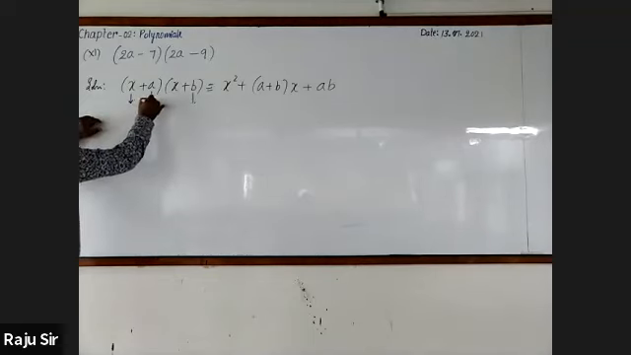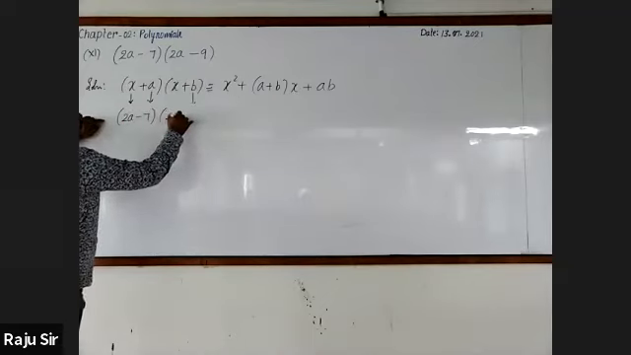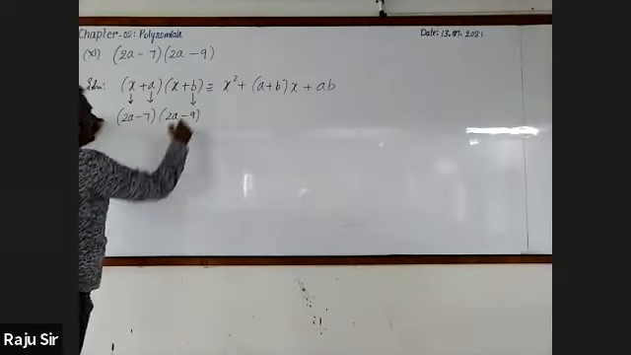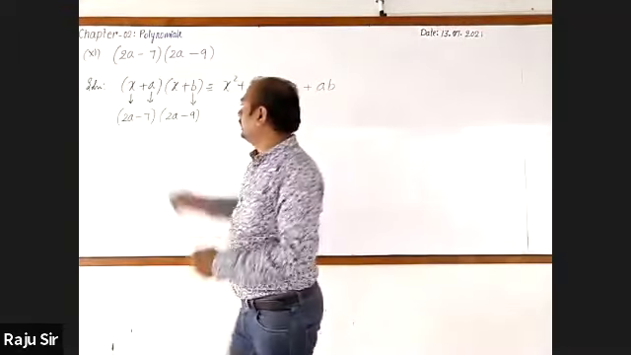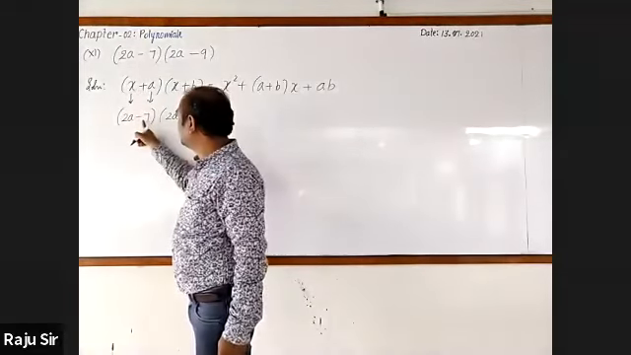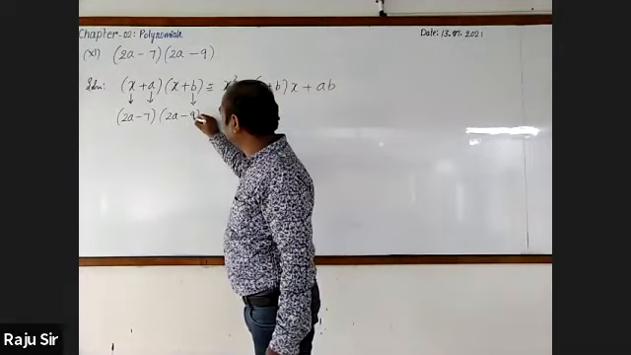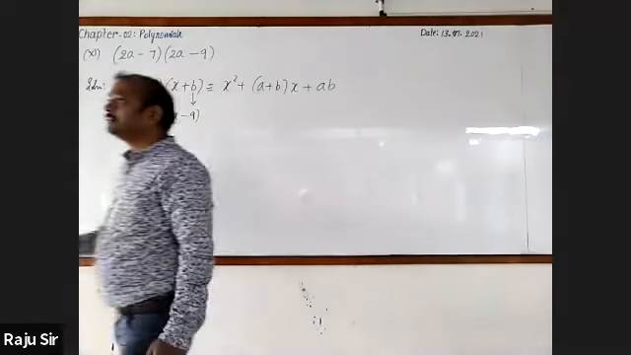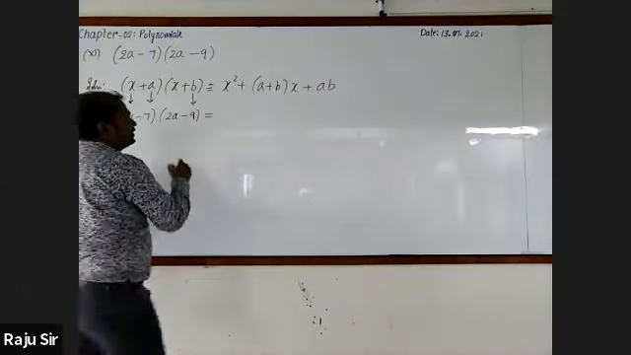Soon after this problem. 4a square minus 30. Wait. 2a minus 7 into 2a minus 9, where x is 2a, a is minus 7, b is minus 9. Right, this is equal.